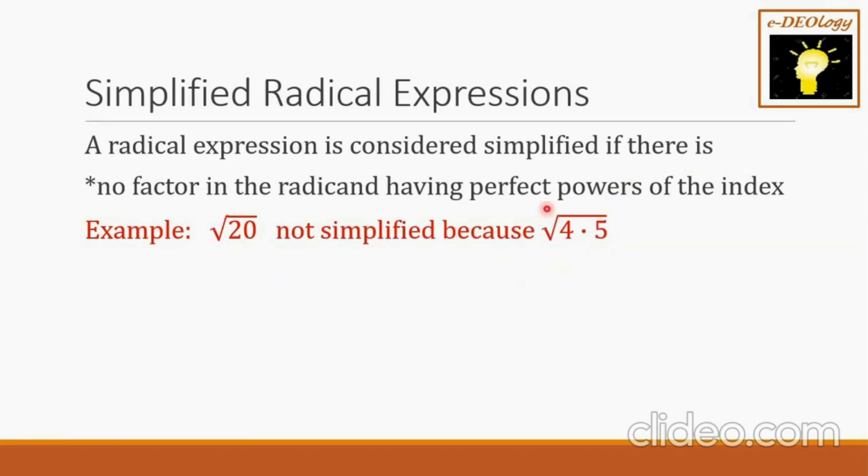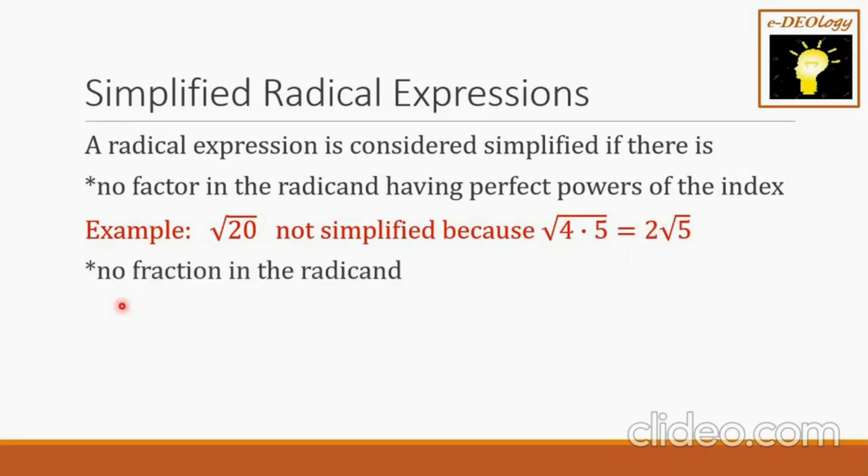The index is 2, so there must be no perfect square number inside the radical. So we're going to simplify this by simply putting this 4 outside the radical sign, so it becomes 2, and then the square root of 5.